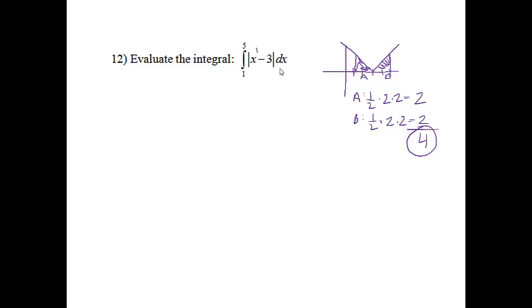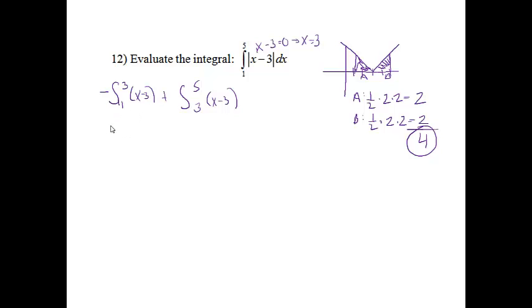The other way is to split this integral up into 2 parts. To figure out where it splits, we set x minus 3 equal to 0, which means it's going to split at x equals 3. So we take the integral from 1 to 3 of x minus 3 and add it to the integral from 3 to 5 of x minus 3. On this one I'll put a negative, because we need to bump this back up, since naturally it ends up underneath the x-axis.